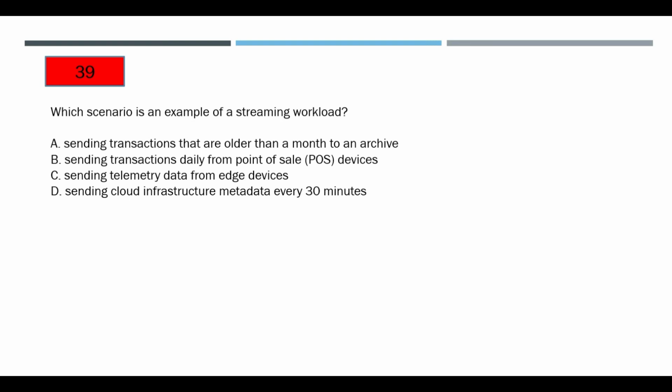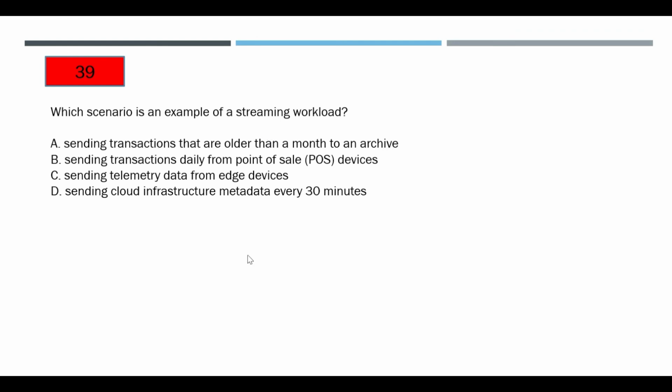Let's say option B, which is saying sending daily transactions. So daily transaction is a batch. It is not a real-time transaction. And daily transaction, like for example, you collect all the data from the point of sales for something like Marks and Spencers or Walmart. You collect all the data, and at the end of the day, you send those transactions in a batch to the head office databases or etc. That's not real time. That's not an example of streaming workloads.